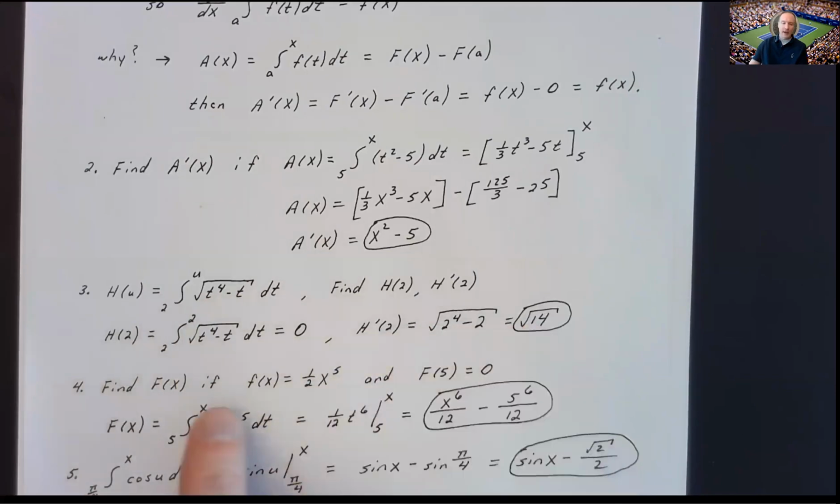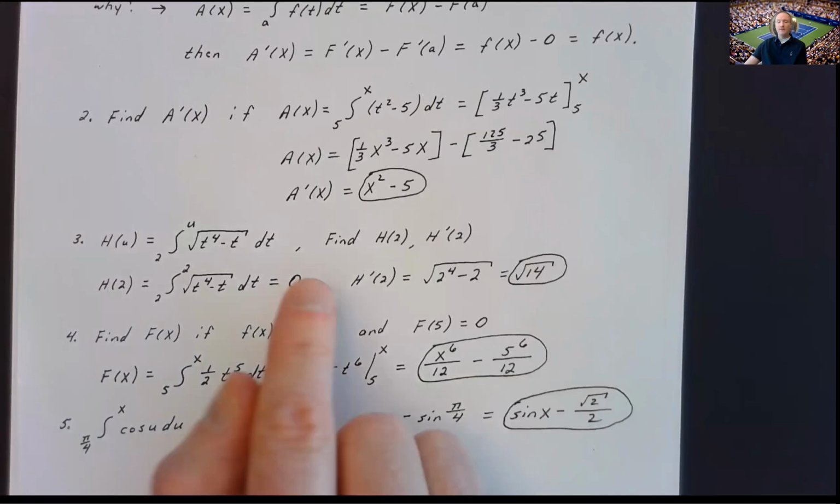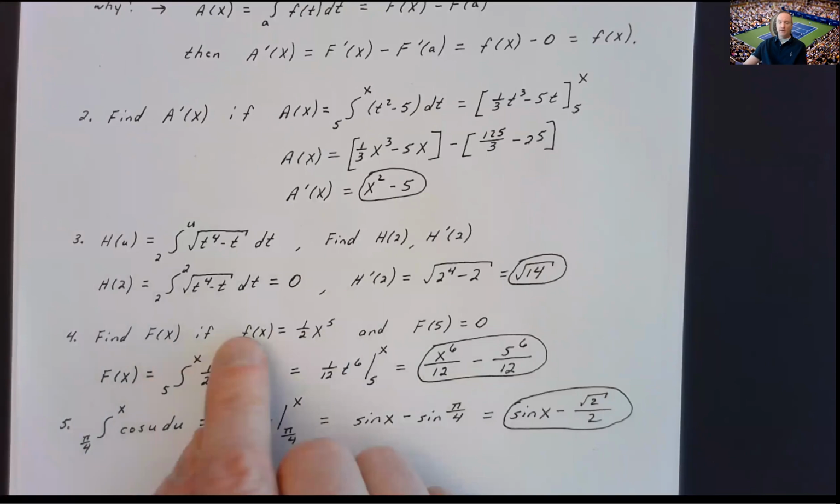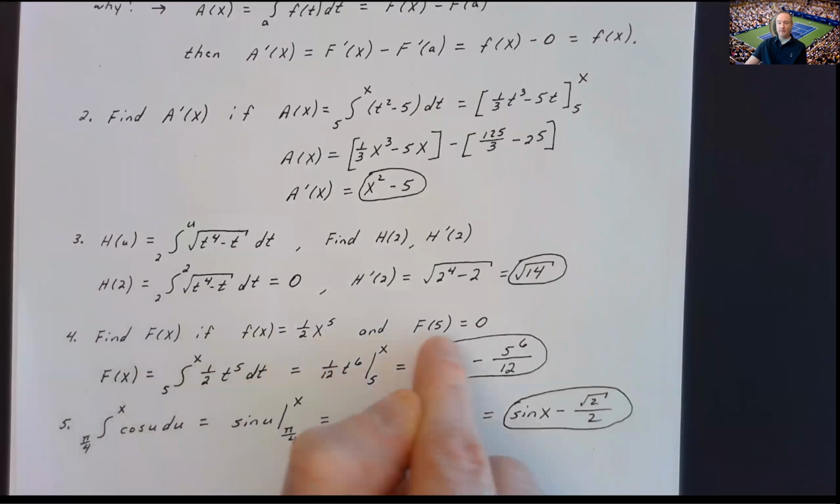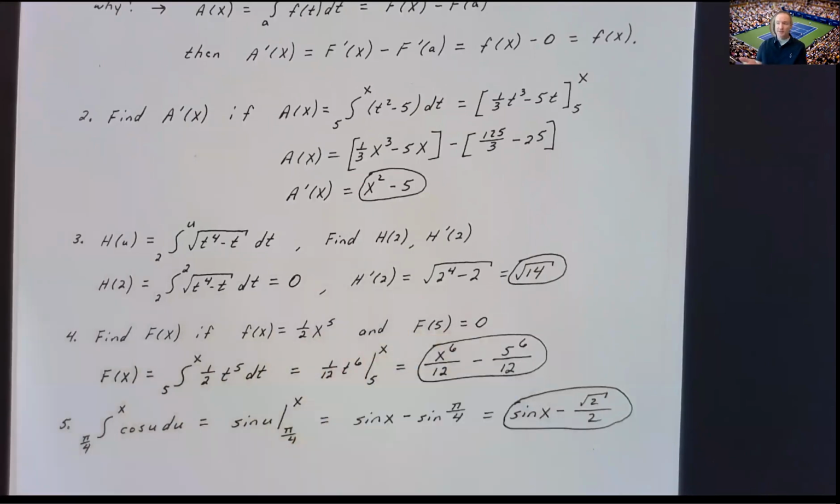Now, if I look at another one here, and this one we could do out by hand, so I will. If I say, I want you to find F of x, or capital F of x, if lowercase f of x is equal to 1/2 x to the 5th. So I need to find the integral in this case. And I know that F of 5 is 0. Well, that just means that your region starts at 5.